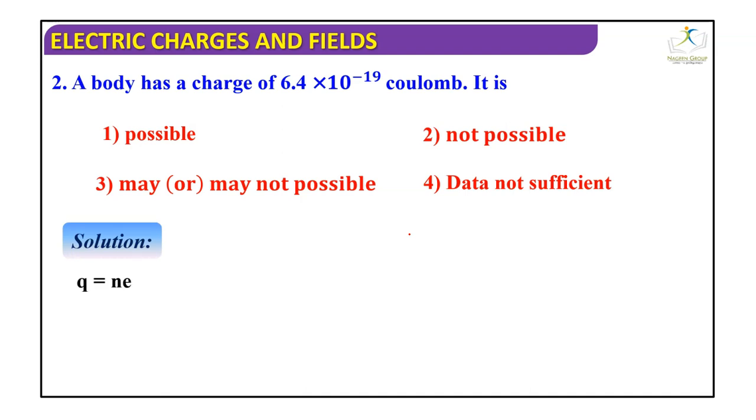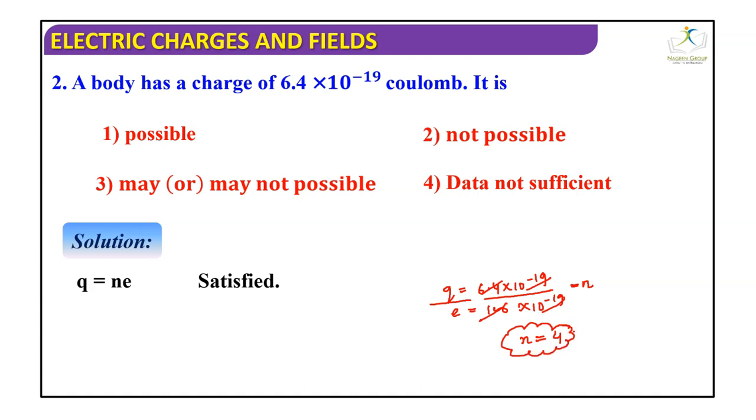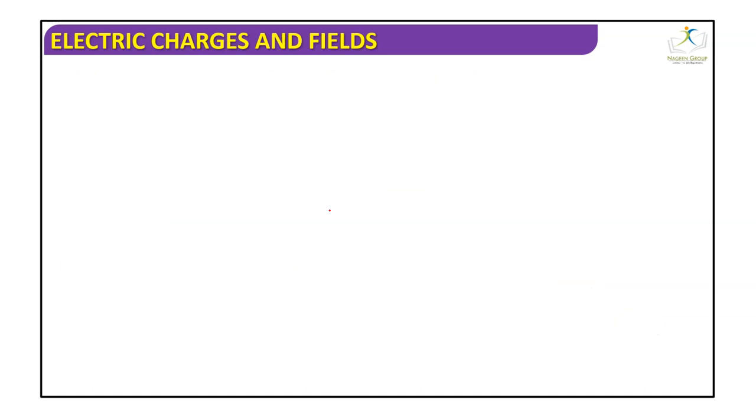So Q is equals to NE and we know this will be satisfied. How will this be satisfied? We know N is equals to Q by E. Q is given 6.4 × 10^-19 and the value of E we know is 1.6 × 10^-19. If we divide this, we get the value of N, that is 4, which is an integer. That's why this will be satisfied. Hope you understand the solution. Moving ahead with the next question.